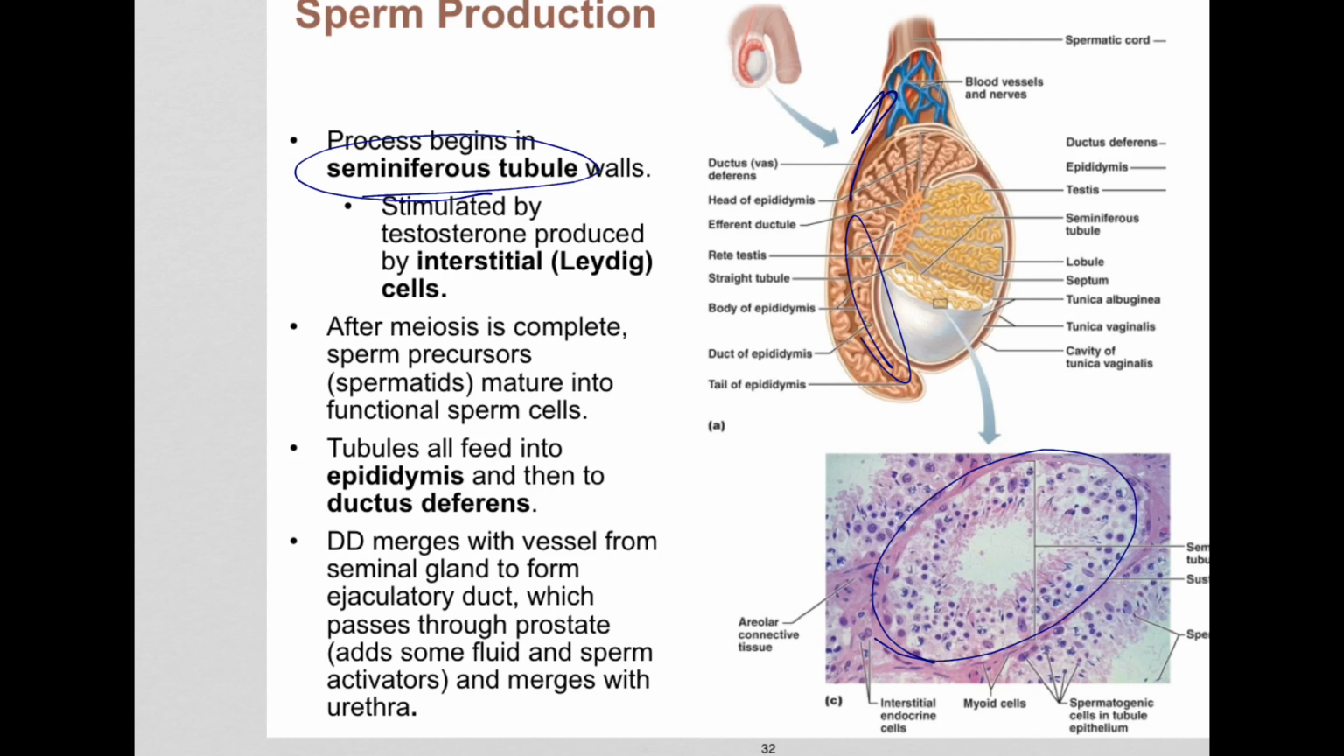The other thing that you can see on this section is surrounding the seminiferous tubule is another small population of cells called interstitial cells, or sometimes Leydig cells, after the person that first described them. Those are your testosterone-producing cells. And these are the 2 big jobs or roles of the testis. One is make sperm, the other is produce testosterone.